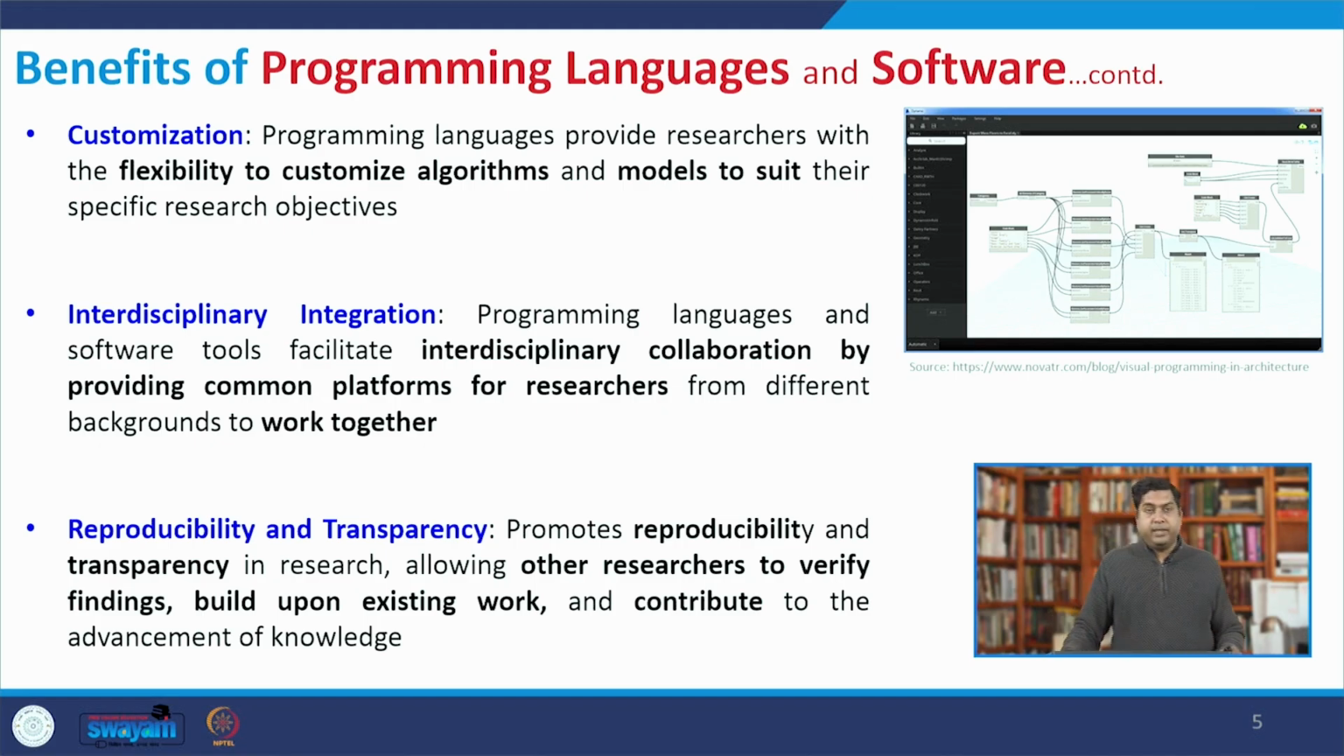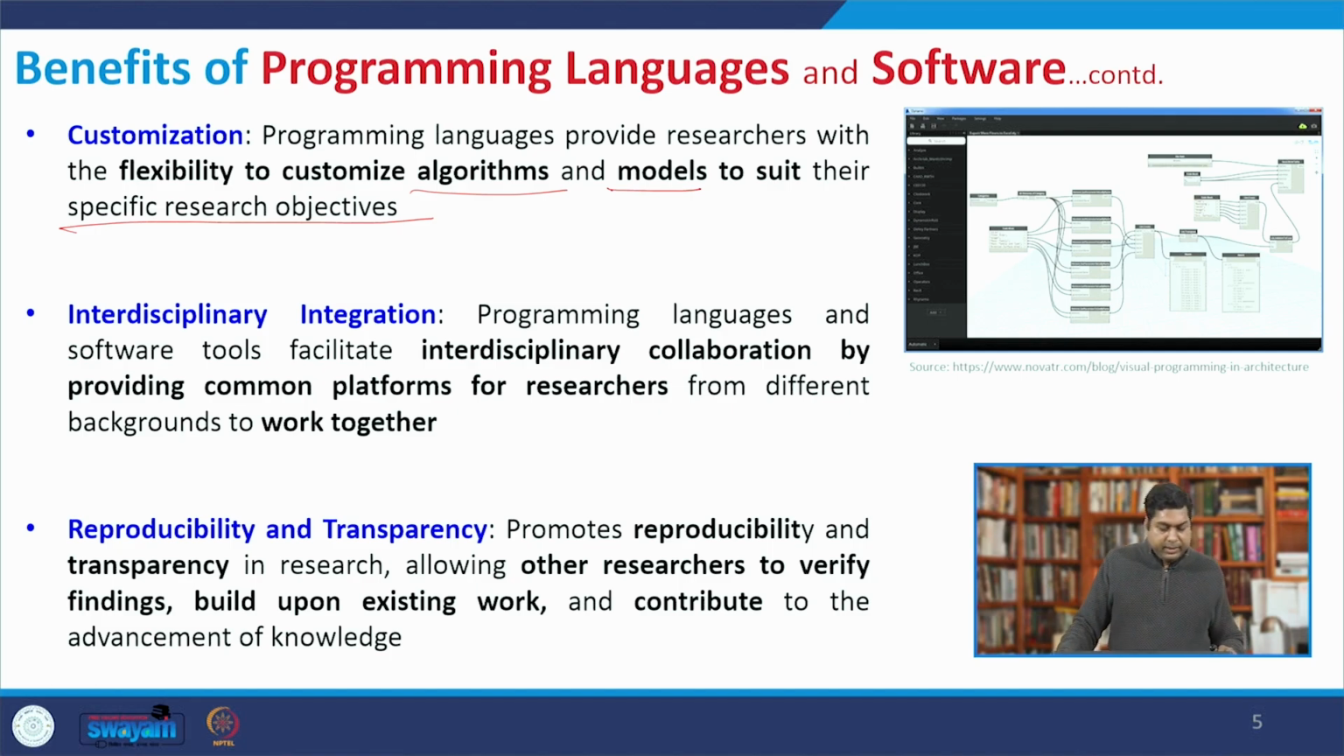Now customization, already I have mentioned that the programming languages provide researcher with flexibility to customize algorithms. You can use the libraries and then you can customize it based on your need, and also you can customize the models to suit the researcher specific research objective. So in this particular case, if your objective is to do something, you find that some sort of library can be best suited for your case, you start with that, you use that library and then customize the algorithm, and then you can use it for your research purpose.